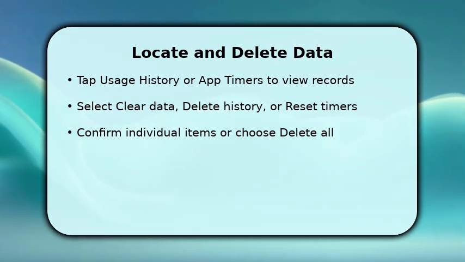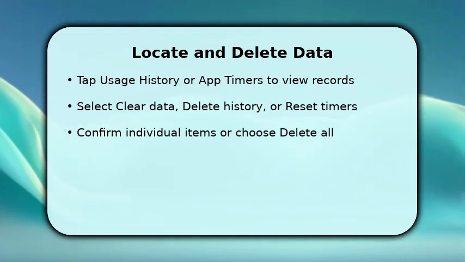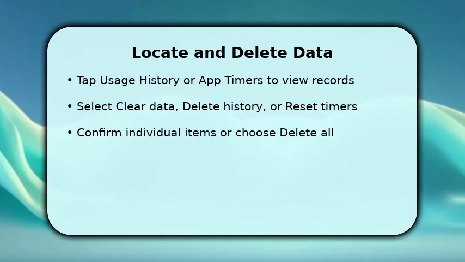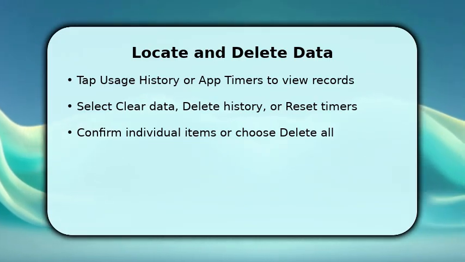Make sure to read prompts. Some ask to revoke permissions too. After confirming, wait for the system to process. A progress indicator means the data is being purged.